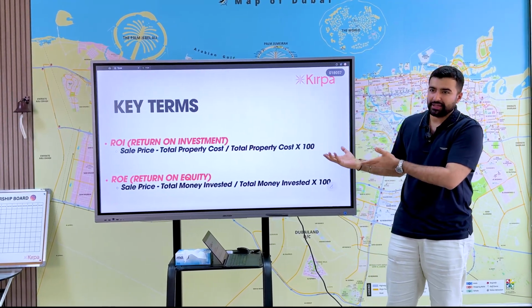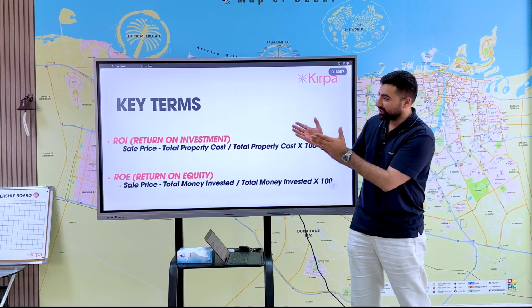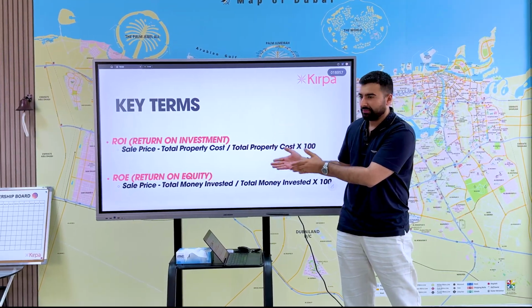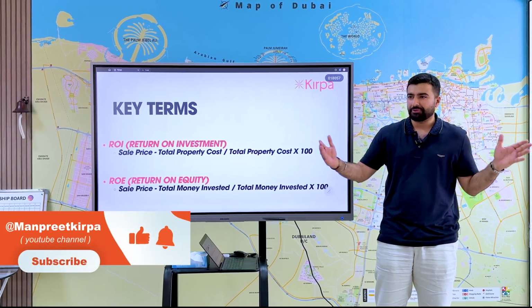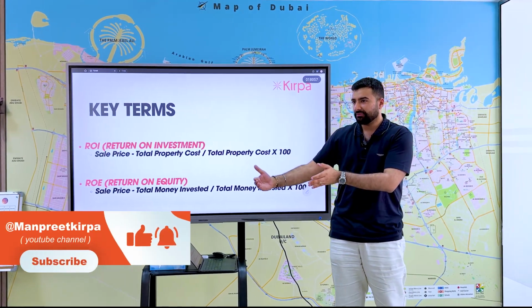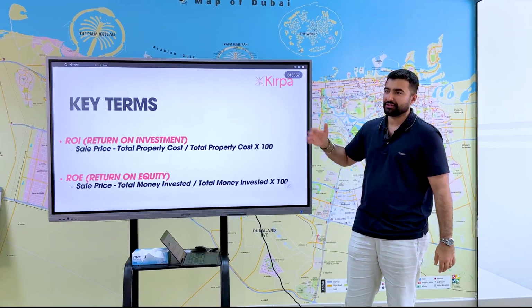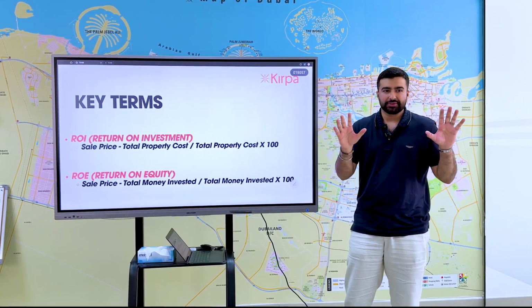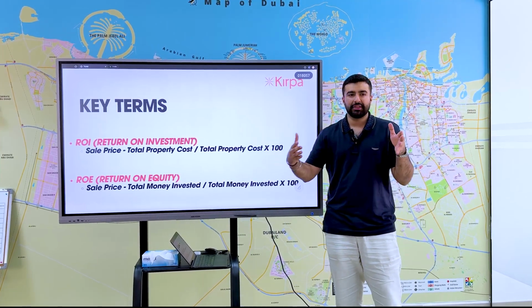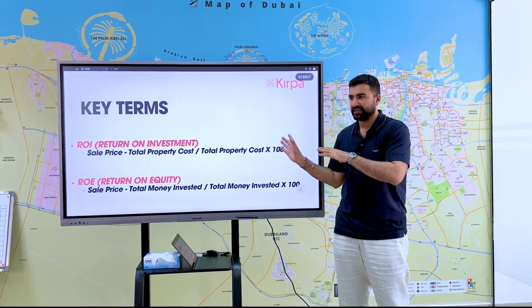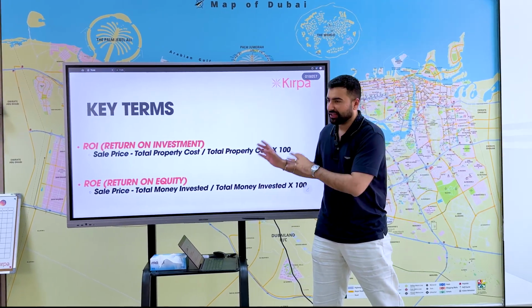So how do you calculate ROI, or return on investment, for a property? You take the sale price, you minus the total property cost, right? Whatever that is, that's your profit, and you divide it again by the total property cost. Very simple. And you multiply by 100 to get the percentage, okay? So ROI means return on investment. We'll do an example after this page, so you'll understand better.